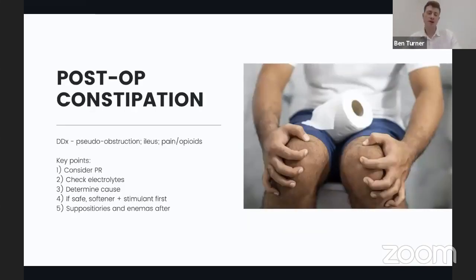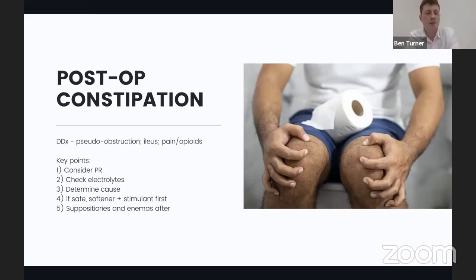Post-op constipation, very common again, and this is largely things like ileus, where the bowel's been handled in surgery, and so it takes a while for the function to be restored. But equally, you can't forget causes like pseudo-obstruction, and then over administration of opioids, and patients being in pain will also cause some constipation, especially if they've had some kind of rectal operation or anal pathology. That can definitely lead to people becoming constipated.